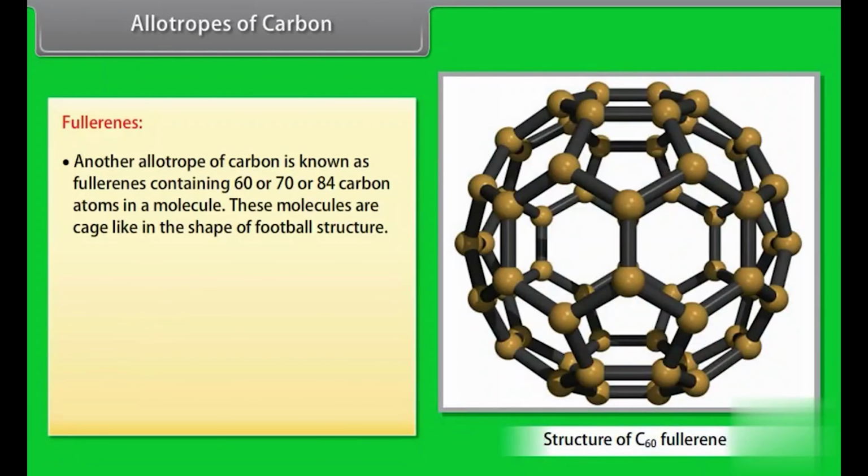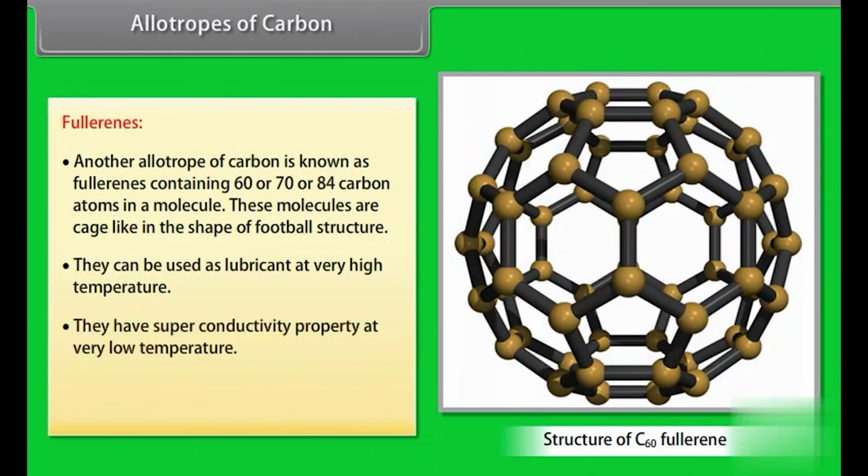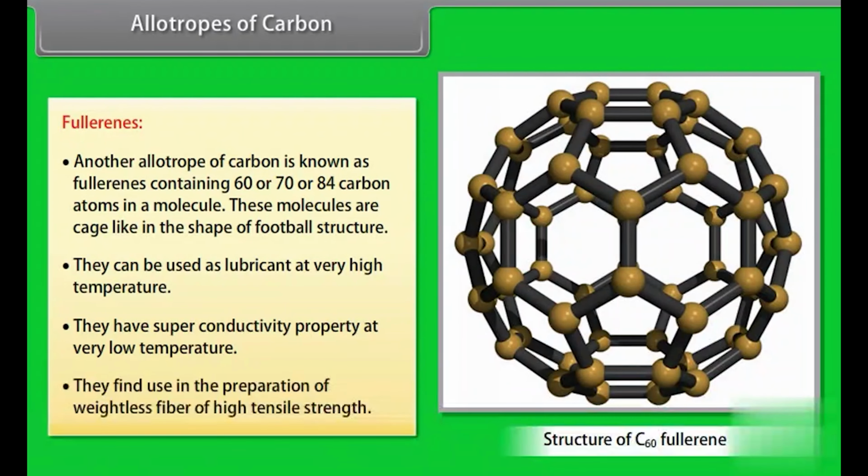Fullerenes. Another allotrope of carbon is known as fullerenes, containing 60 or 70 or 84 carbon atoms in a molecule. These molecules are cage-like in the shape of football structure. They can be used as lubricant at very high temperature. They have superconductivity property at very low temperature. They find use in the preparation of weightless fiber of high tensile strength.